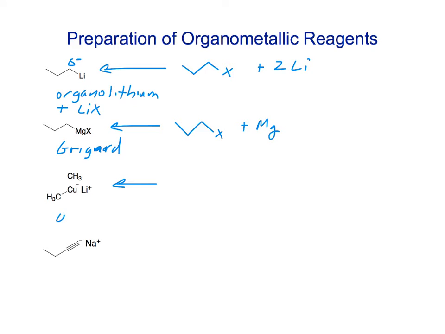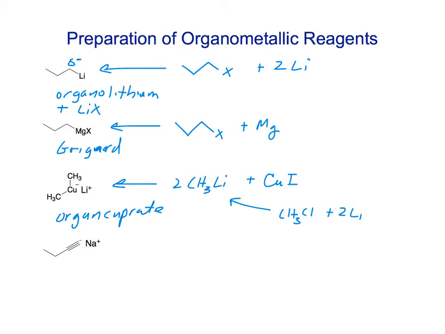This is the organocuprate. Okay, and these we make from, the first step here is an organolithium, so we need 2 of these because there's 2 methyl groups on this organocuprate, and we react it with copper iodide. Okay, so of course the methyl lithium could come from something like methyl chloride plus 2 lithiums, right?